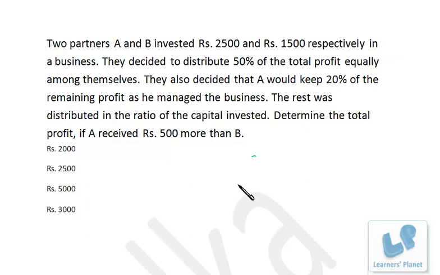Okay, suppose we assume the total profit is rupees 100. Now 50 rupees is distributed among A and B equally, 25 and 25, right? Now we are left with 50 rupees. So A is keeping 20% of 50 rupees, that means 10 rupees more. Now we are left with 40 rupees, right? Now 40 rupees should be distributed in the ratio 5:3. Okay, that is 25 and 15.